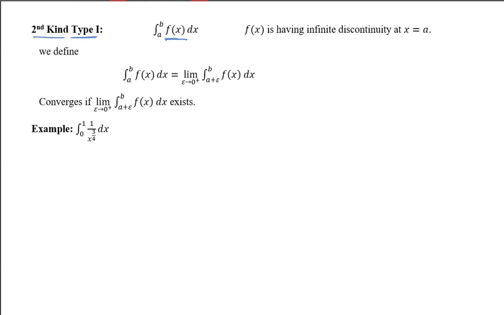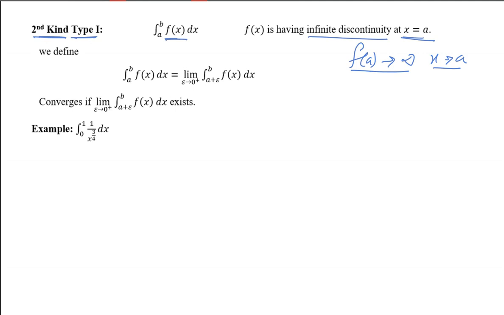Now for the second kind type 1, we will have at this end, at x is equal to a, an infinite discontinuity. That means putting x is equal to a in f of x, f of x will be tending to infinity as x tends to a.